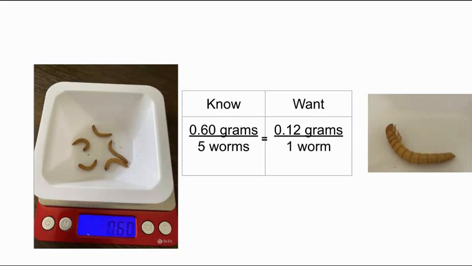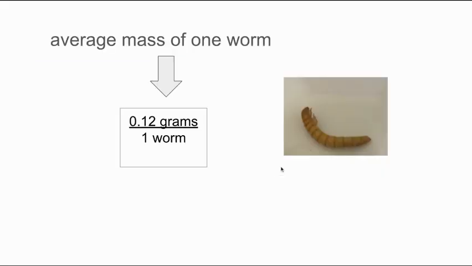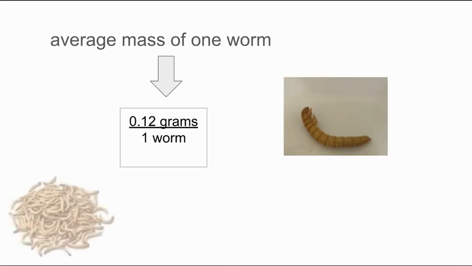Okay, so we know what we know from the data we've collected, and we were able to get what we wanted, the average mass of one worm, 0.12 grams per one worm. But what if we have 75 mealworms? We can use the average mass of one worm to determine the approximate mass of 75 mealworms.